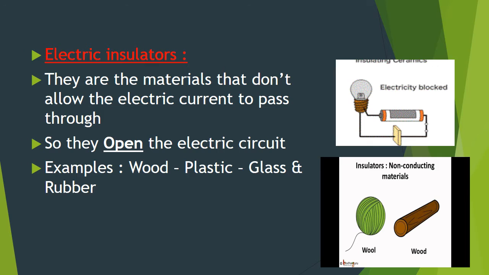Electric insulators are the opposite to electric conductors, so they are the materials that don't allow the electric current to pass through, or don't allow electricity. What's meant by don't allow electricity? This means that I have an open electric circuit, okay? So they open the electric circuit, and you can see it on the picture on the right side. If I put any electric insulator in the middle of an electric circuit, they will open it, so the electric current will not pass. Examples: wood, plastic, glass, and rubber.